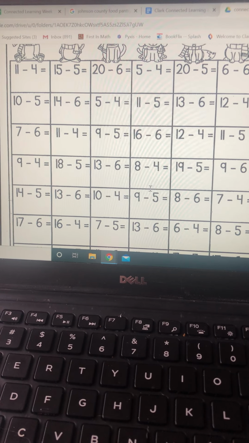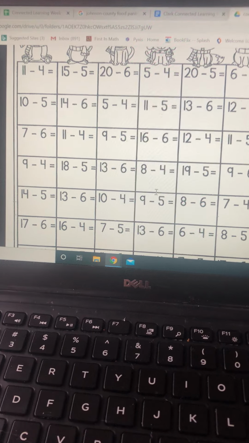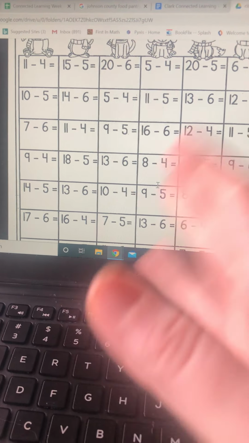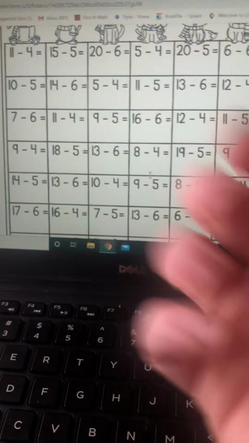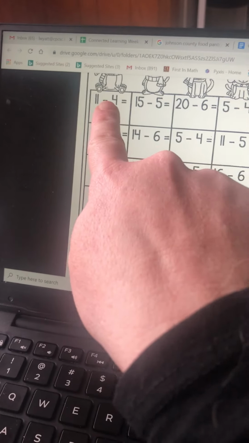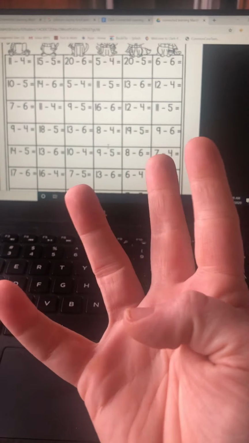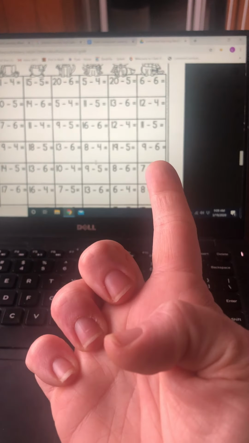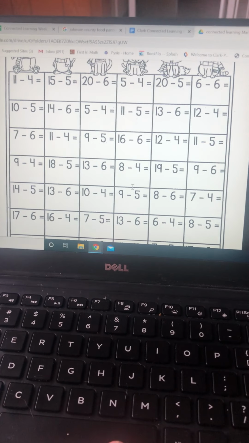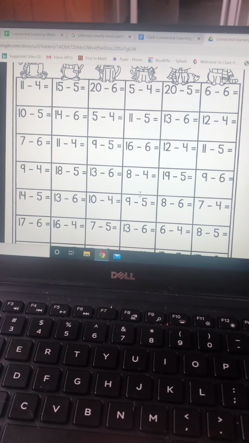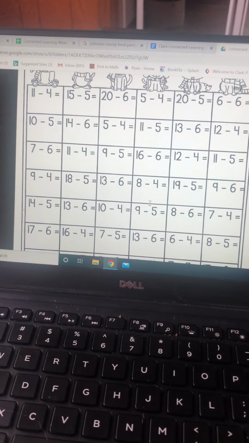So the strategy that we have worked on to solve subtraction equations is to grab the big number, put it in our brain, and then take away the little number. So our first equation says 11 minus 4, and we would solve that by going 11, put that in your brain, put up 4, and count backwards. 10, 9, 8, 7. Many students can do that in their head without their fingers, but we're working towards using our fingers and counting backwards rather than drawing, for example, 11 circles and crossing out 4.